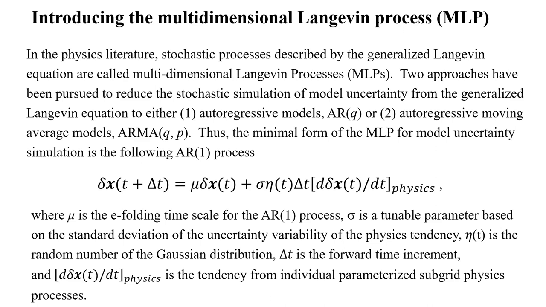The two approaches that people have used to reduce it are, one, autoregressive models, AR(q), where q can be one or any number higher than one. And the second is autoregressive moving average models, ARMA(q, p).